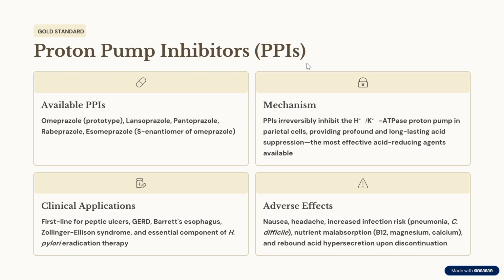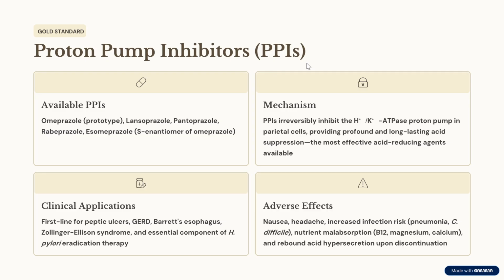Second category of drugs which can be used as anti-ulcer agents are proton pump inhibitors or PPIs. For example, omeprazole, lansoprazole, pantoprazole. These drugs irreversibly inhibit the hydrogen potassium ATPase proton pump in the parietal cells, providing profound and long-lasting acid suppression. These are the most effective acid reducing agents available.